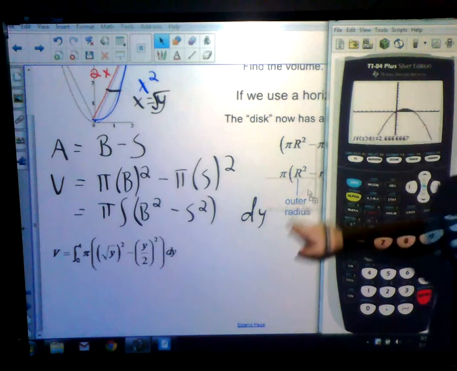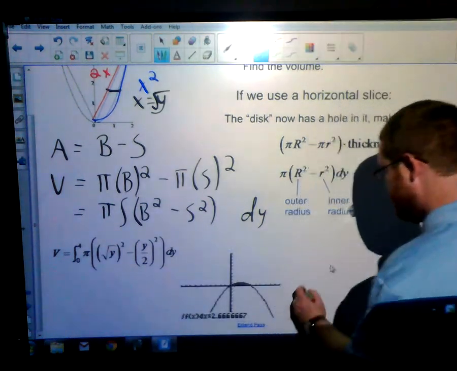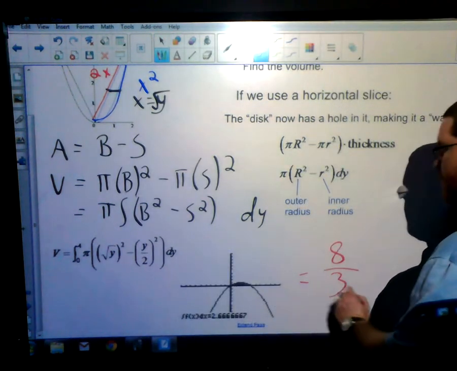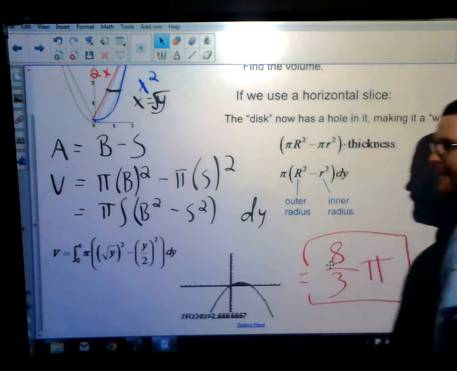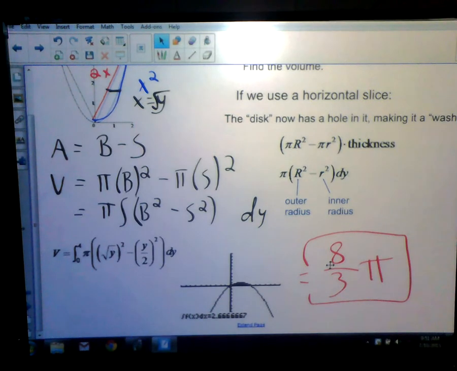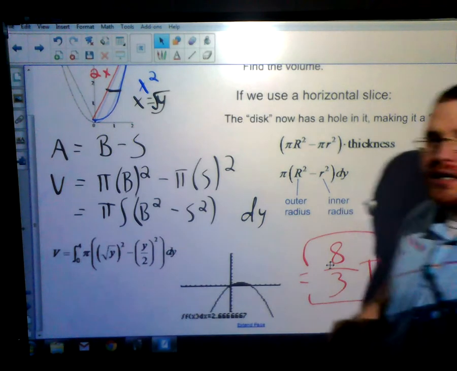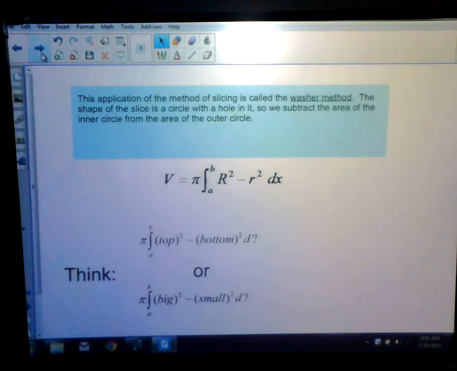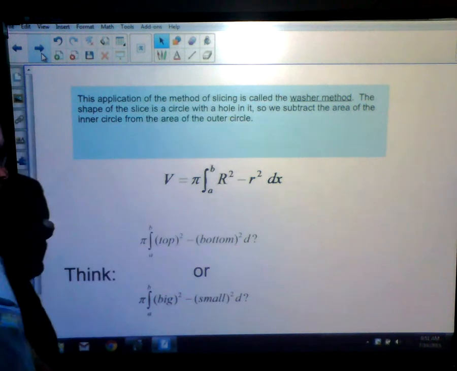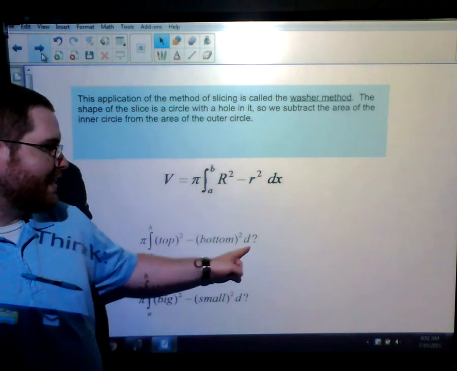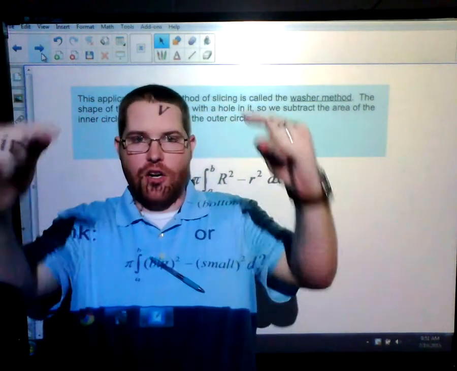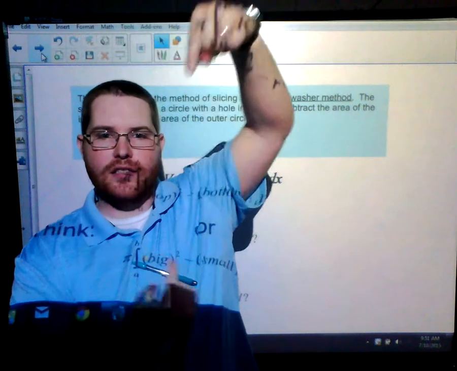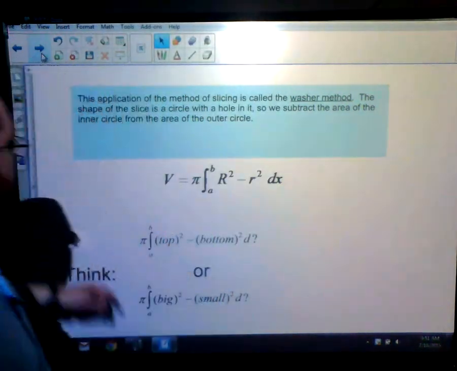So it's 2.66667 repeating, which is 8/3 pi, because I didn't include the pi in the answer. Even though it's y's, I can plug it in my calculator as x's. It doesn't have a y button. So, what's the formula if there's two functions? It's the top squared minus the bottom squared, or the big squared minus the small squared, d whatever. Depending on whether you're going this way, it makes it dx, and it's all x values, or this way, and it's dy, and it's all y values.